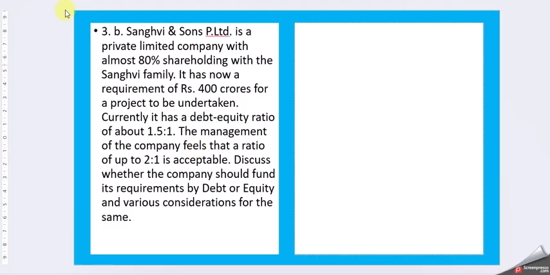Okay, then part B. Sanghvi and Sons Private Limited is a private limited company with almost 80% shareholding with the Sanghvi family. It has now a requirement of 400 crore for a project to be undertaken. Currently, it has a debt equity ratio of about 1.5 is to 1. The management of the company feels that a ratio of up to 2 is to 1 is acceptable. Discuss whether the company should fund its requirements by debt or equity and various considerations for the same.